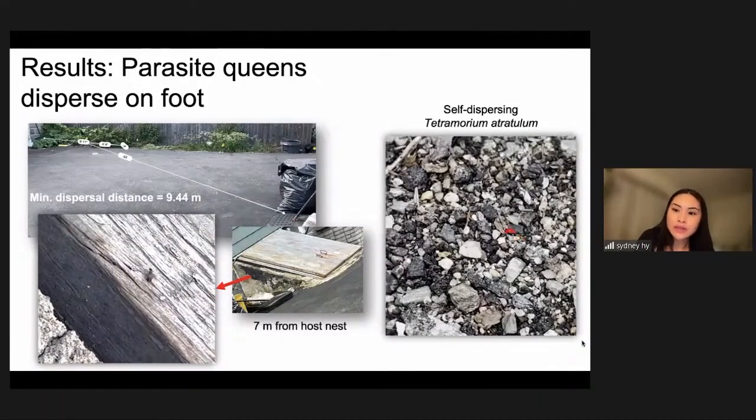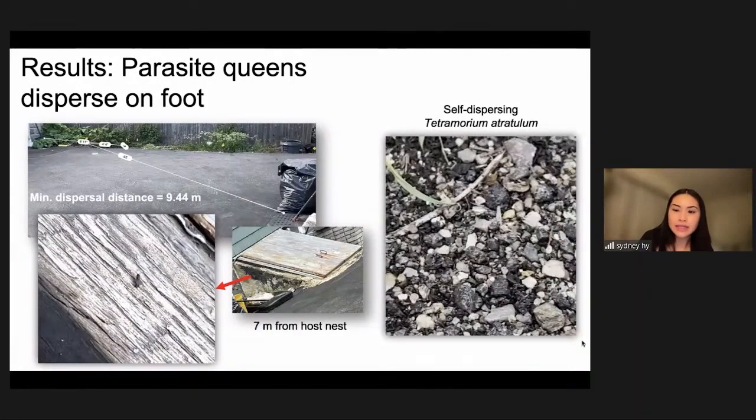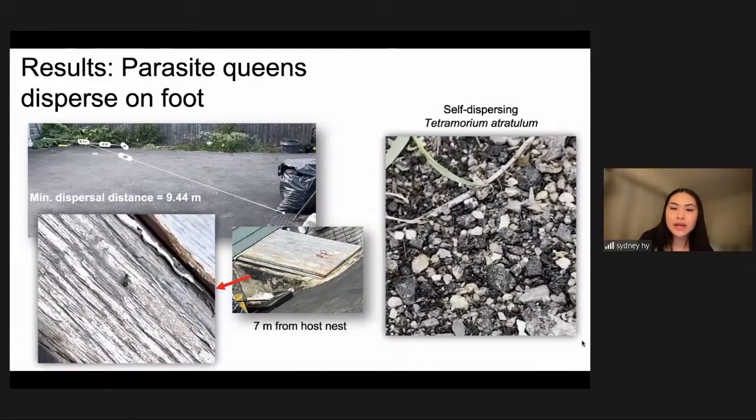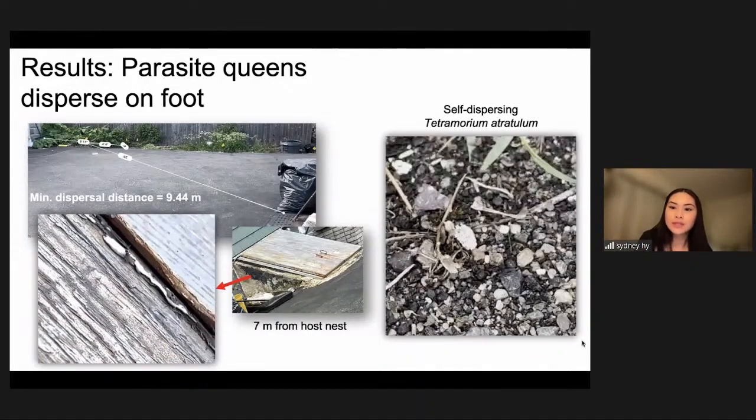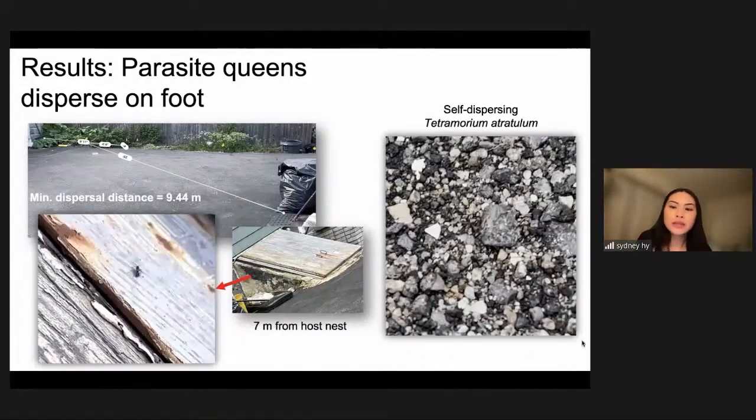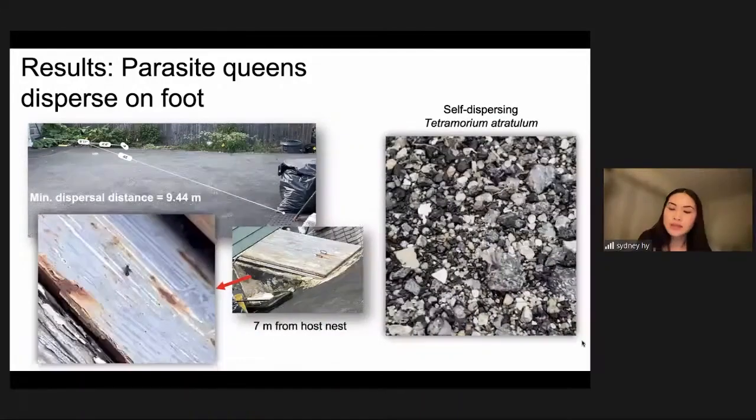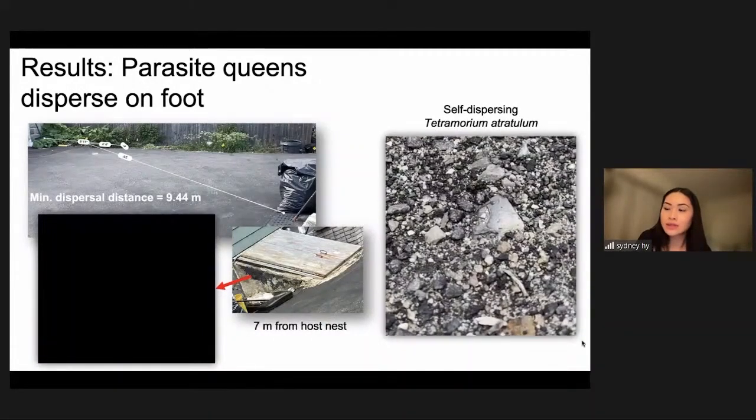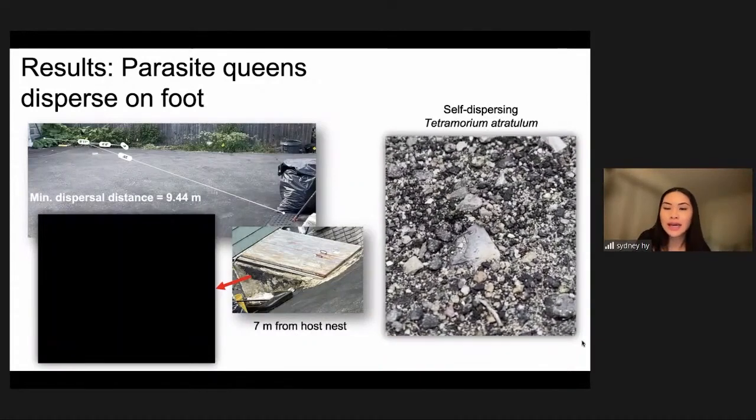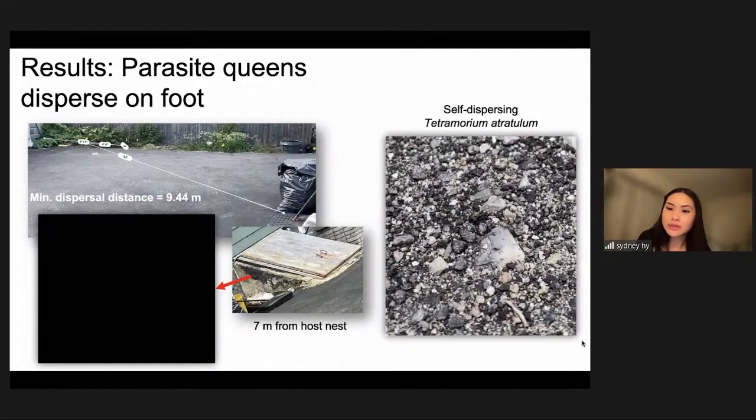Additionally, in some other self-dispersing female parasites, I observed them using their wings perhaps to skip around, but I did not observe any direct evidence that they use their wings to fly to the extent that typical asexuals do.